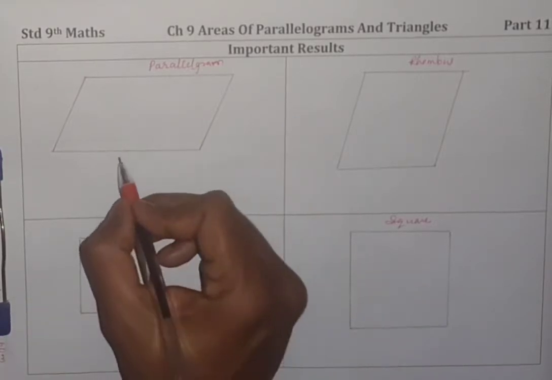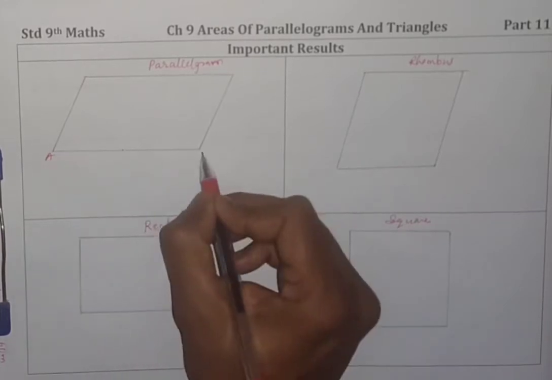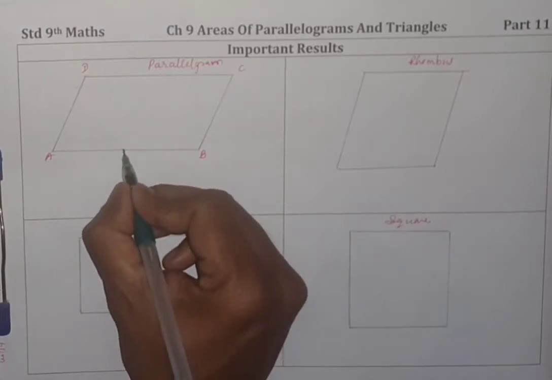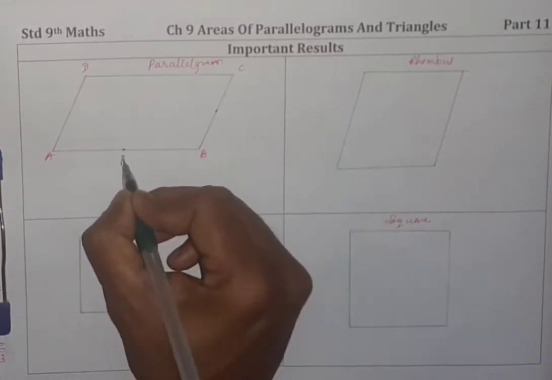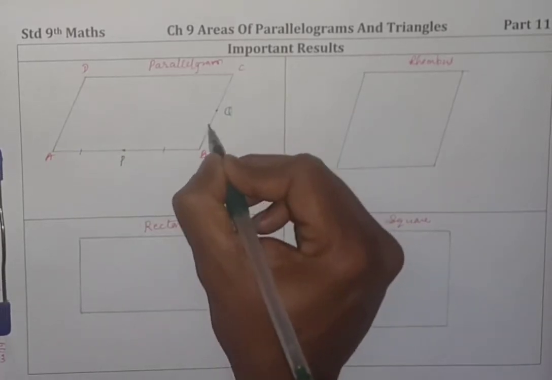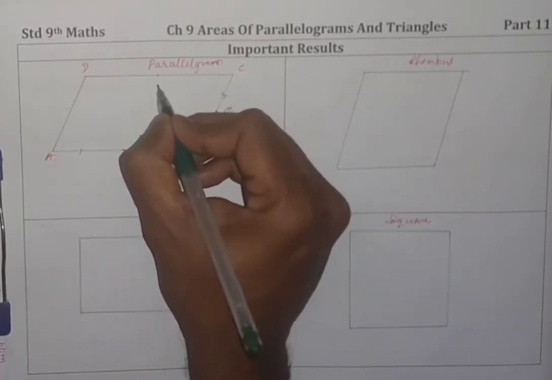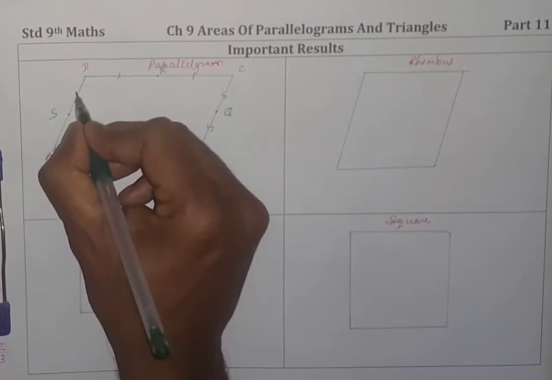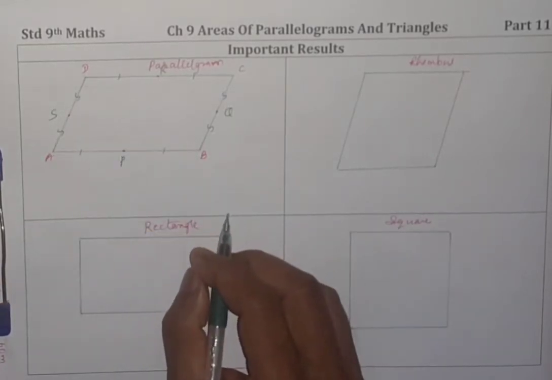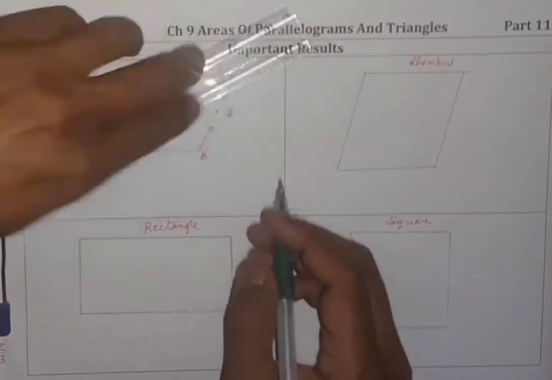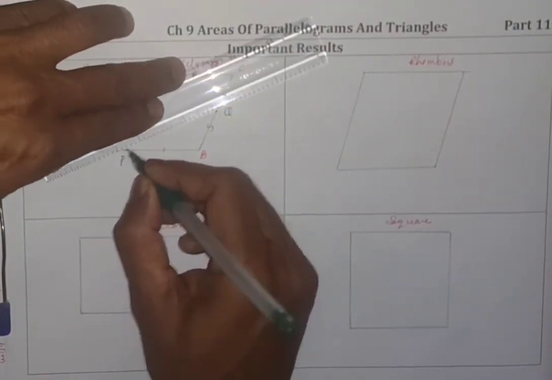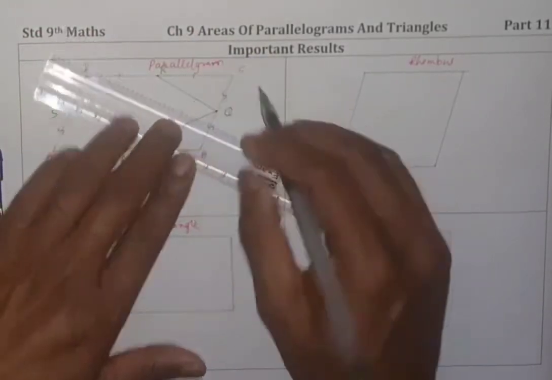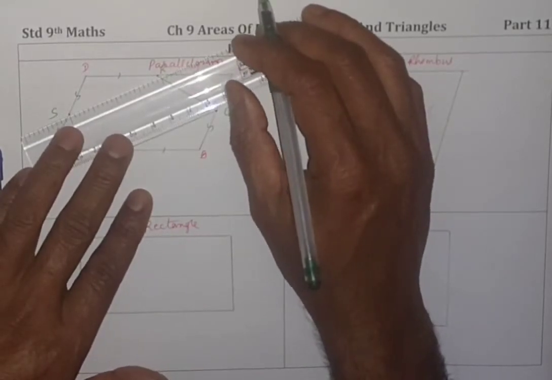Children, I'm going to take the midpoints. Suppose this is parallelogram ABCD. Now I'm going to take midpoints of all four sides. Call it P, that is midpoint of this. Q, that is midpoint of this. R, that is midpoint of this. And S, that is midpoint of this. Then join the midpoints. There are four sides, so four midpoints. If you join four points, you get a quadrilateral. But now you have to tell which type of quadrilateral that is.